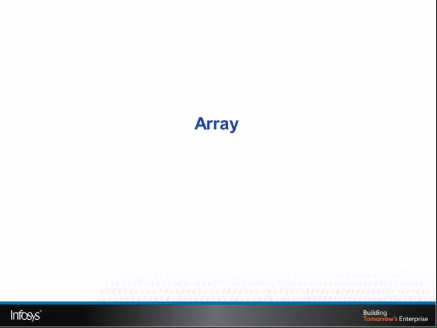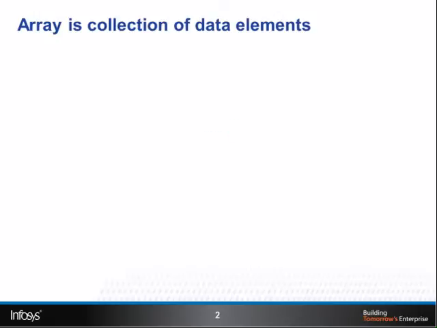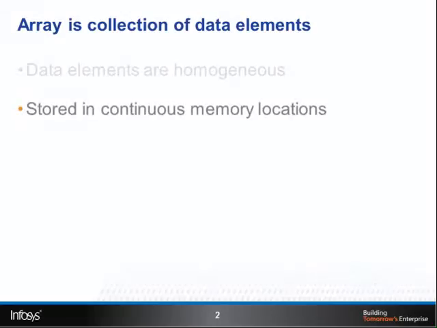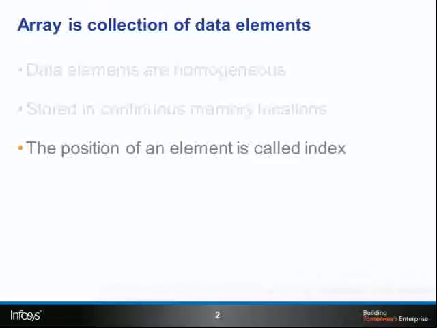In this module, we study one of the most commonly used data structures, that is array. An array is a collection of data and all these data elements are of homogeneous type. The data in an array is stored in continuous locations. Each of the data in an array is stored in a specific position. The position of the data in an array is also called the index.